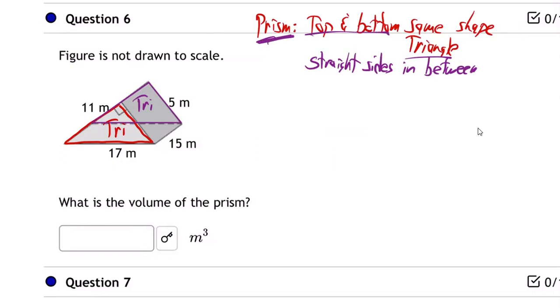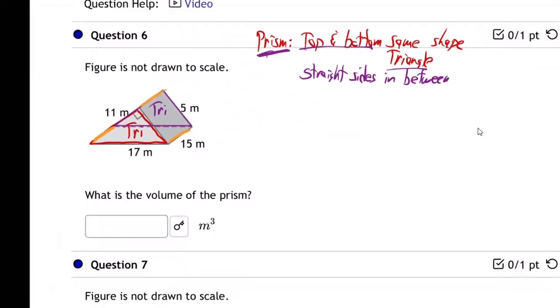A prism is something where you've got top and bottom are the same shape, triangle to triangle with straight sides in between. It's a prism laying on its side. Normally those two triangles would be the bottom and the top if you stood it up. Anyway, so how do we find the volume of a prism?